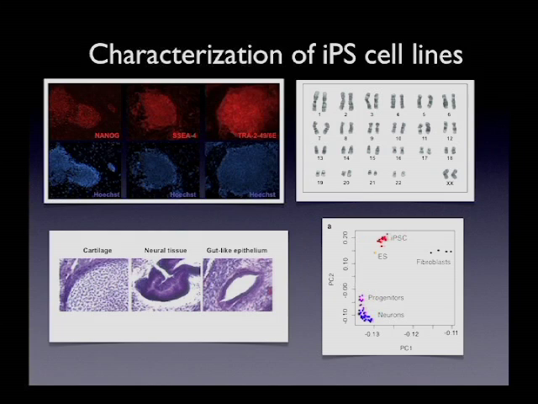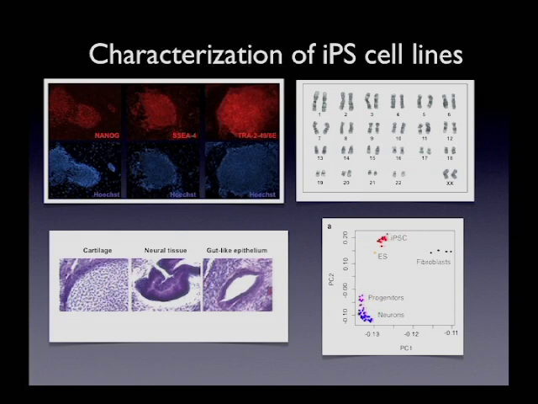For every line, we stain with markers for pluripotency. These are specific proteins that are in pluripotent stem cells. We look at the karyotypes. We make sure they haven't lost any chromosomes. For many of them, though we haven't done this for all of them, we introduce them into mice, and we show that they can actually form different tissues, right?